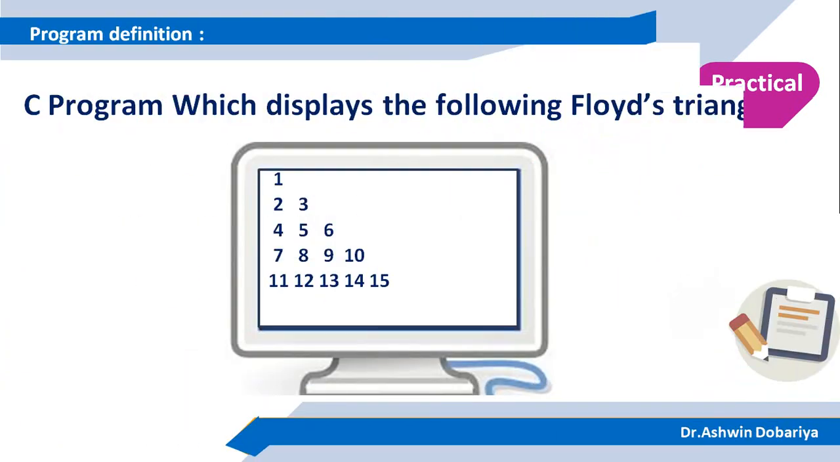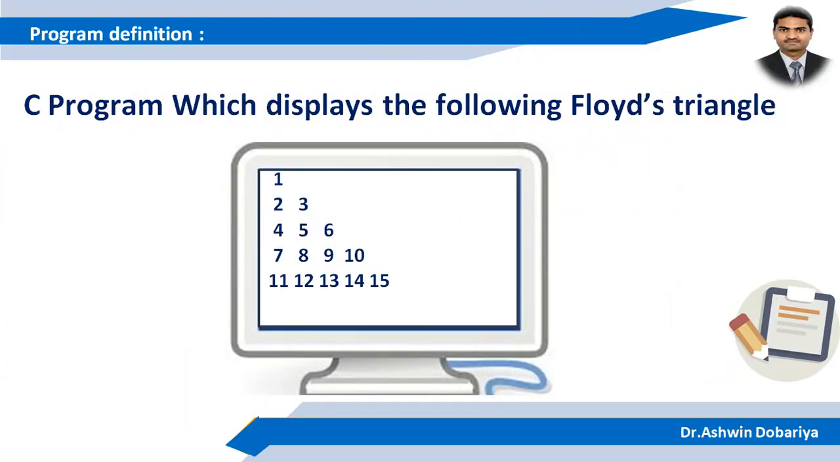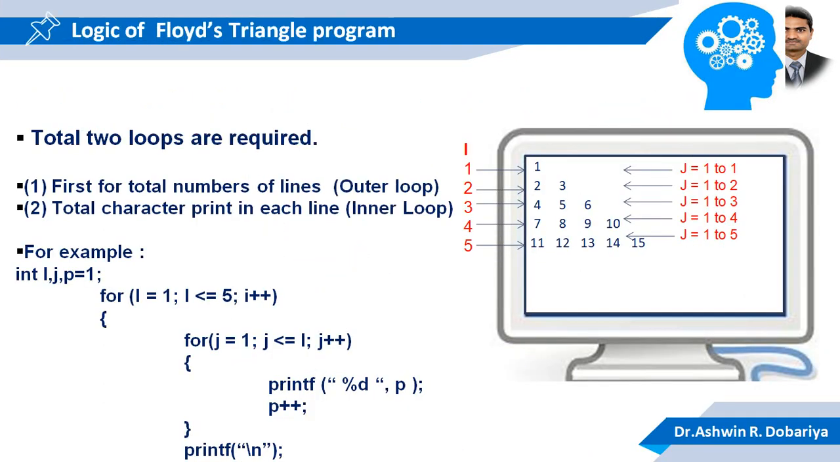So let's start: how can we think about the logic of this Floyd's triangle? If we analyze the numbers in the output, in the first line it displays only 1. In the second line it starts from 2 and 3. Then in the third line it starts from 4. It means whatever the last value in the previous line is, the next line starts after it. This is the general logic.